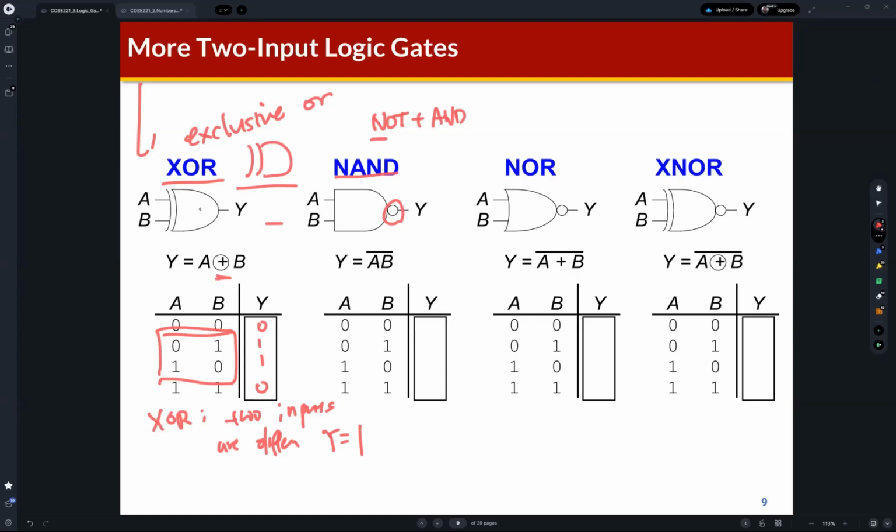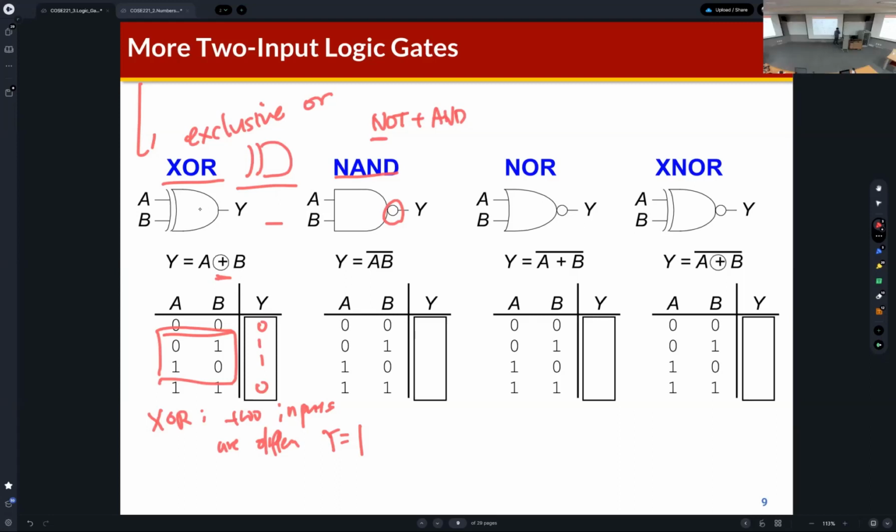So then, what is the definition of NAND gate? It's very simple, right? The bubble is located at the output of the AND gate, which means that the NAND gate just inverts the output of the AND gate.